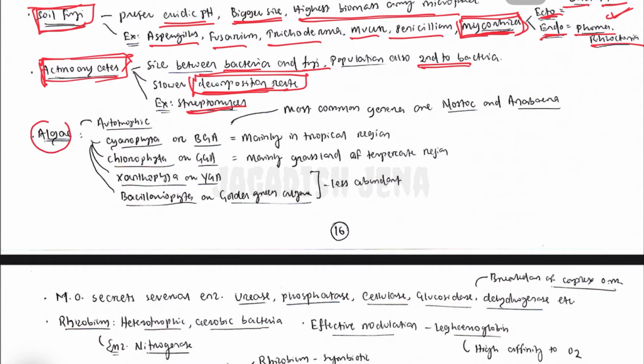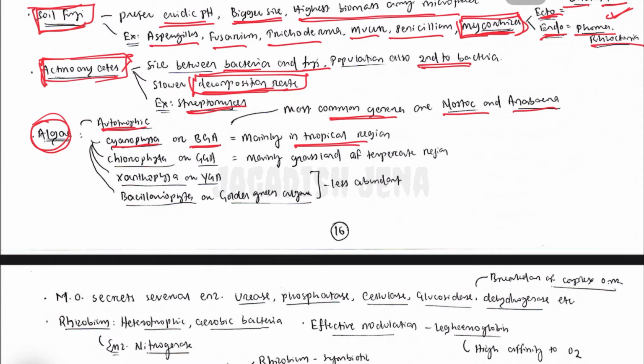Then another group of microorganisms found in soil, that is algae. Algae are mainly autotrophic, and there are different types of algae found. One is blue green algae, that is called cyanophyta, and it is mainly found in tropical regions, and the most common genera are Nostoc and Anabaena.